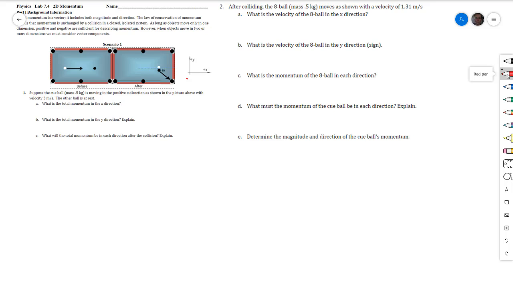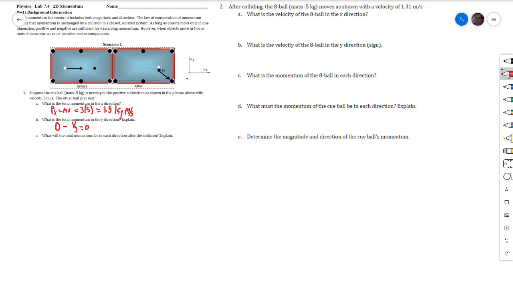So suppose a cue ball mass ½ kilogram is moving in the positive x direction as shown in the picture above with a velocity of 3 meters per second. What's the total momentum in the x direction? Well, momentum is mass times velocity, mv, and so in the x direction this is 3 meters per second times ½ a kilogram, which is 1.5 kilogram meters per second. Is the total momentum in the y direction? It's 0. Right? And it says explain, there is no velocity in the y direction. Velocity in y is 0.